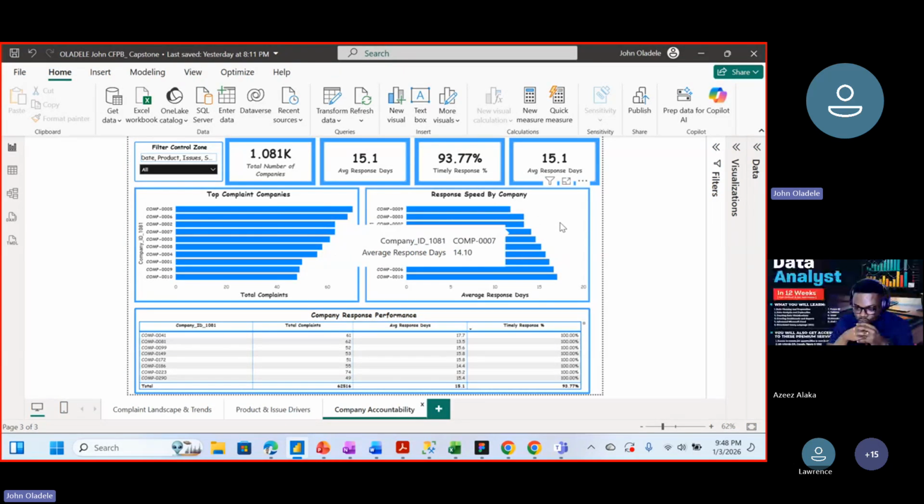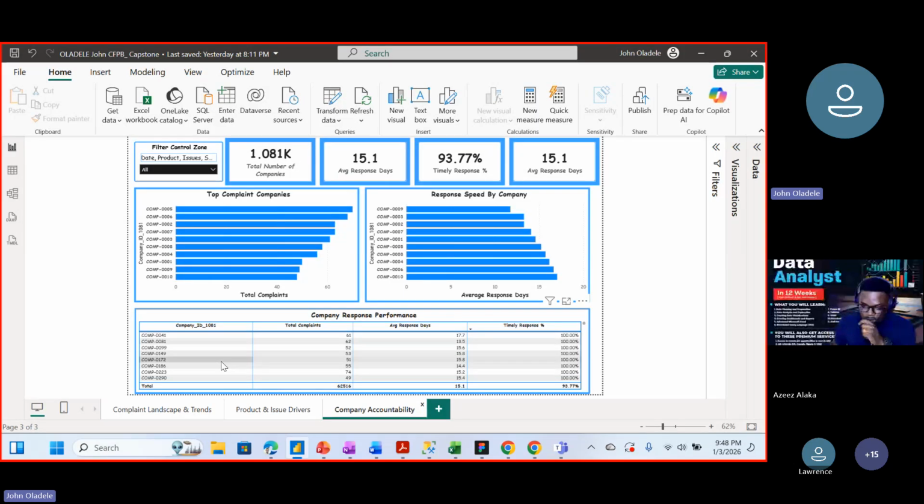And this bar chart here shows the response speed by company. So company 10 has the lowest response speed with 15 days, while company 9 has the highest response speed, between 10 and 15 days. Then this is a breakdown of complaints by each company, and you can see that the total complaints for Comfort One is about 61, and then the average response is about 17, with their timely response being 100.